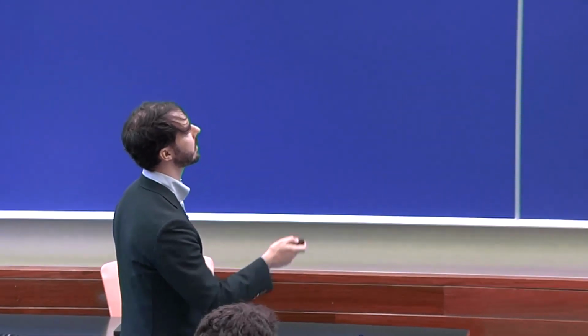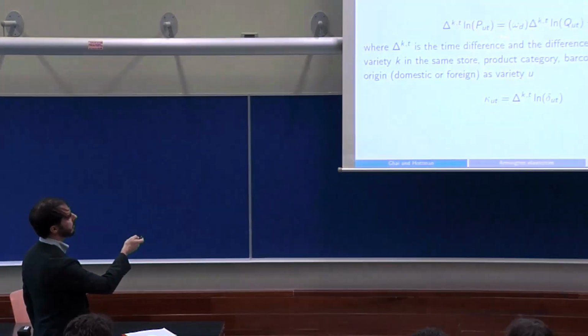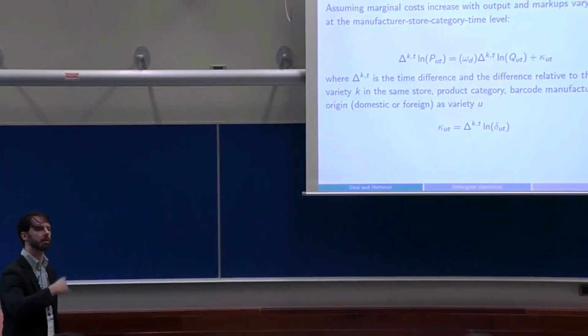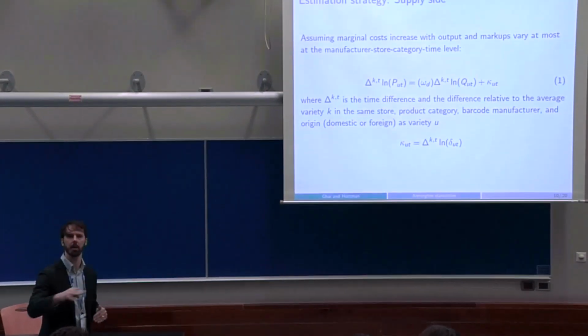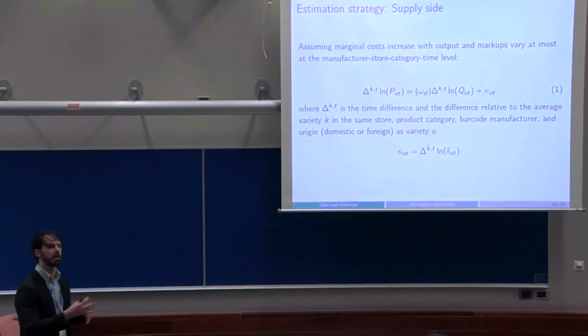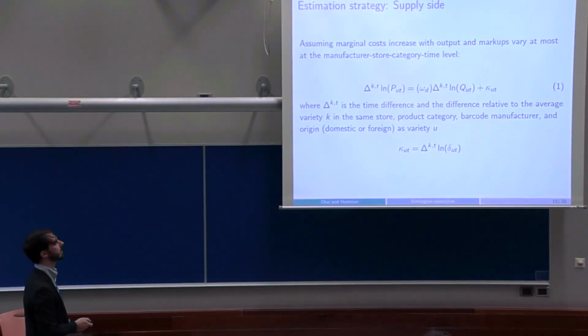So to close the system, you make an assumption on the supply side. Okay, and I'm going to make a very simple assumption, very much in the spirit of the original paper. I'm not doing anything fancy here. So we're going to have potentially marginal costs increasing with output with this elasticity omega. Omega governs the convexity of cost with respect to output. If omega is 0, costs are constant with respect to output.